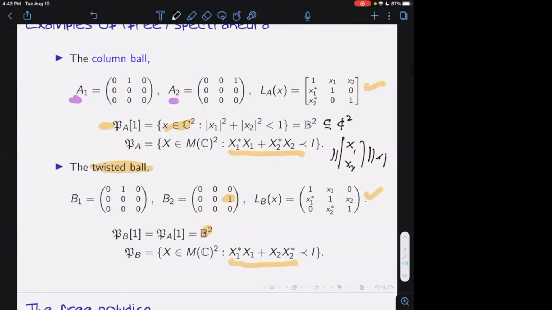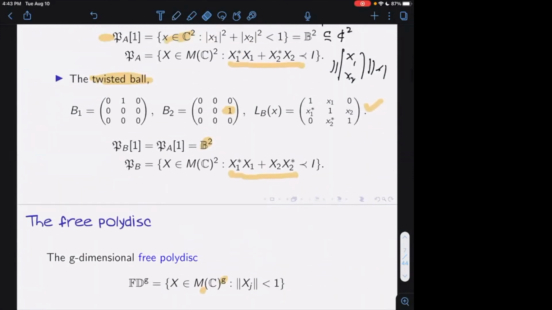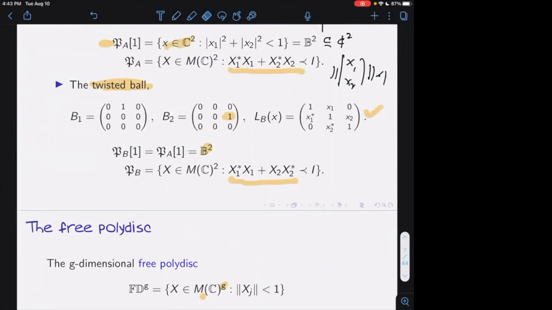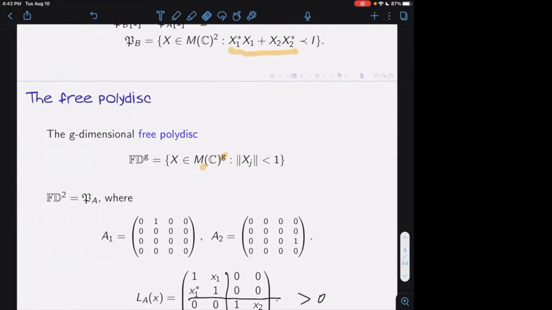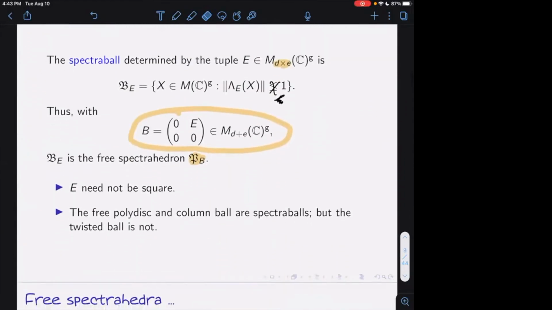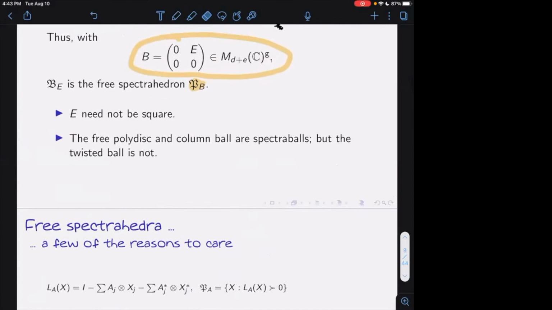some sort of spectral ball. Here, this is clearly the column ball. It really has this structure, right? We've got the EX here, or lambda EX in the upper right corner. Well, maybe it's better without it. But this twisted ball isn't, right? So that's an example of something that's a free spectrahedron, but not a spectral ball.